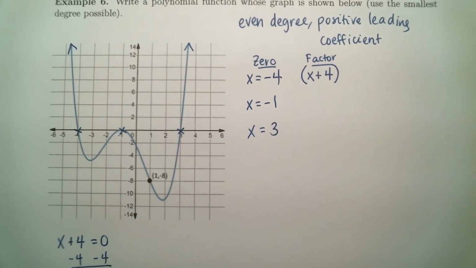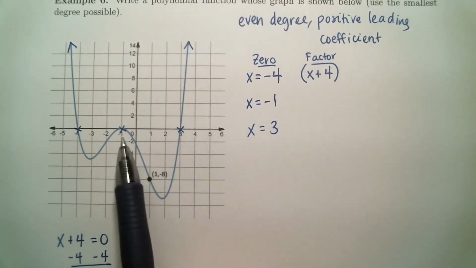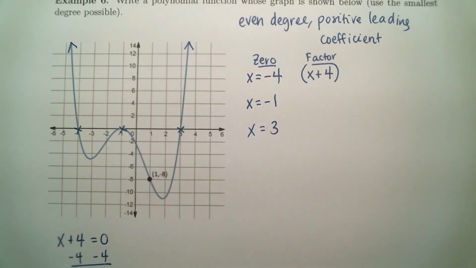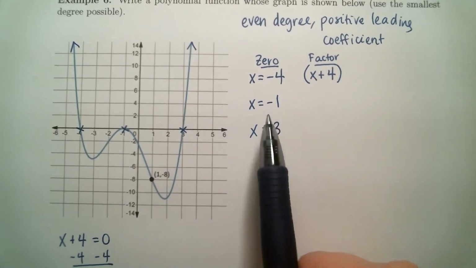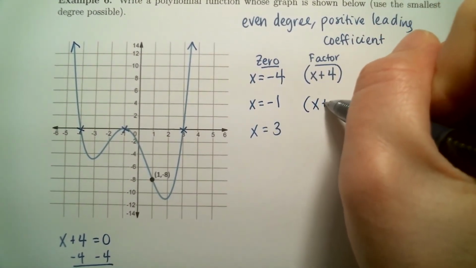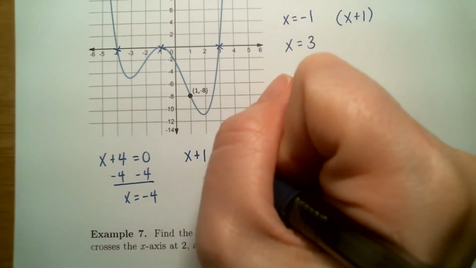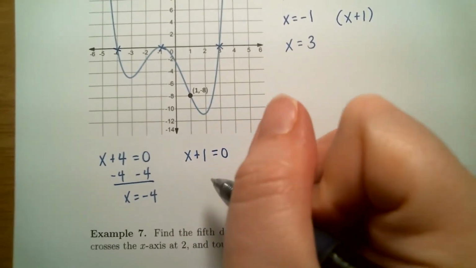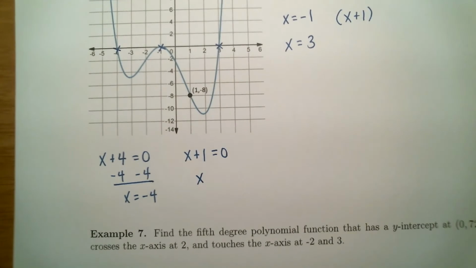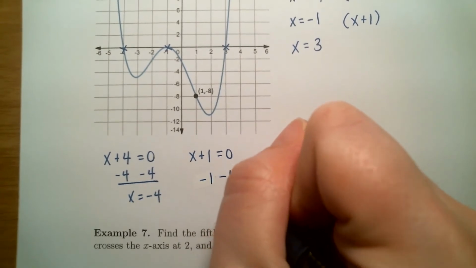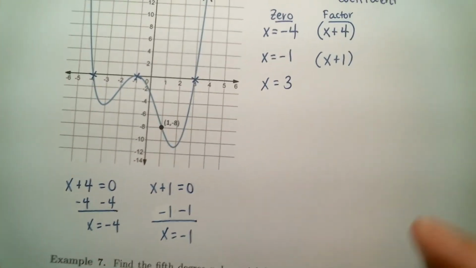In a similar fashion, if you move on to the next 0, or x-intercept, it is -1. So again, you have to turn this into a factor. So x equals -1 is going to come from x plus 1. Again, if I took x plus 1 as a factor and I set it equal to 0 to solve for the x-intercept, if I move the 1 over, that is what's going to give me x equals -1. So that is going to be your factor.